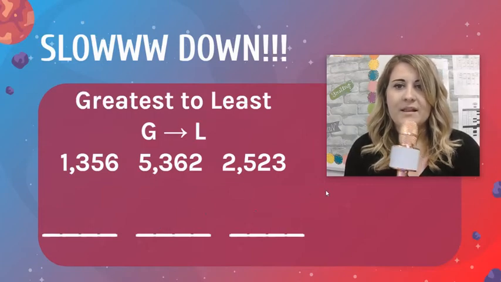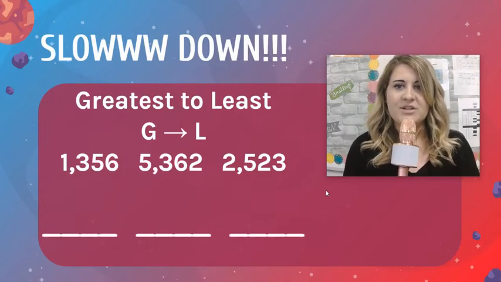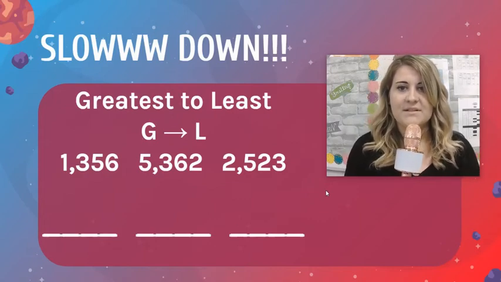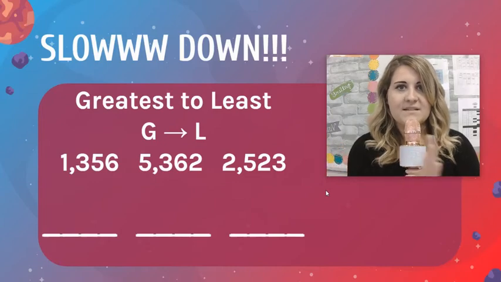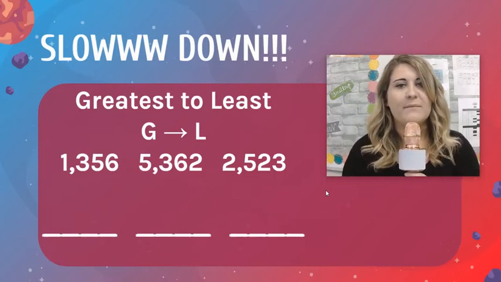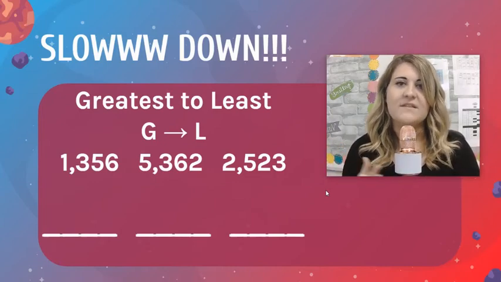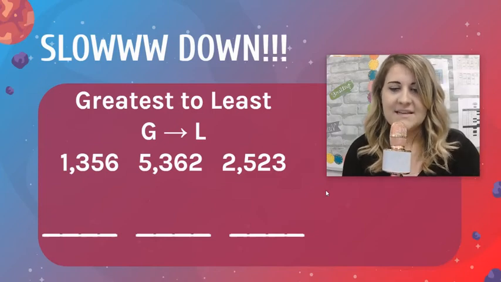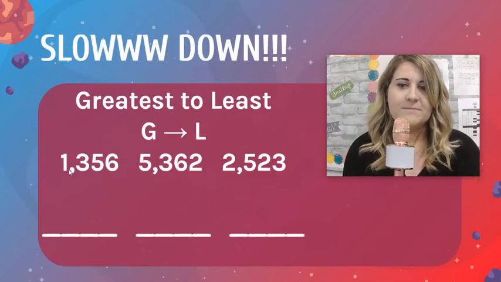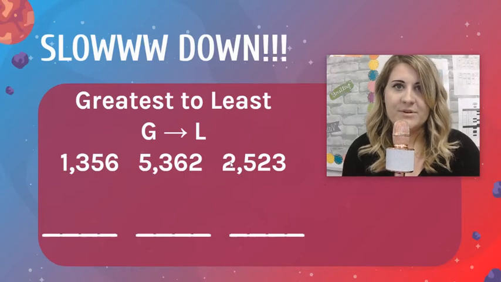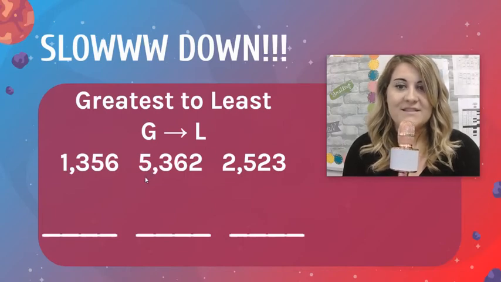Now, let's do G to L. We just did L to G with these numbers. Now we're going to do greatest to least, G to L. That means the largest number is going to come first and the smallest number is going to come last. Here, we have to decide which one is bigger, the 1, the 5, or the 2. We already know that the 5 is the biggest out of those.